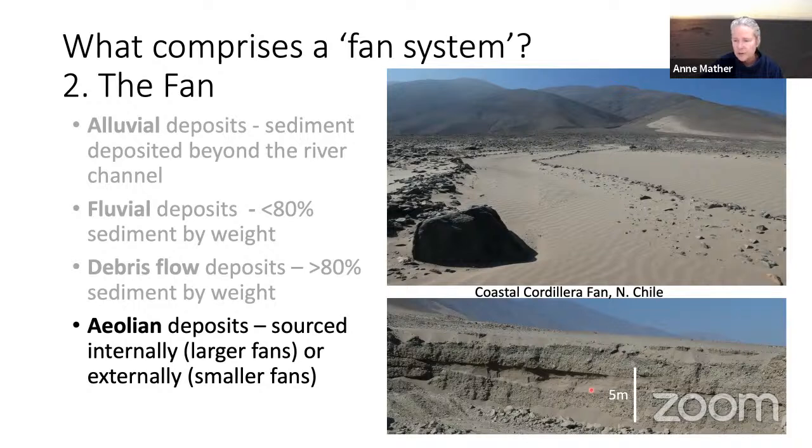This is sourced from coastal deposits, but on larger systems, it may be from within the actual system itself. Here I'm thinking of things like the big outwash fans that you get at the front of, for example, the ice sheets in Iceland. But on smaller fans, it tends to be externally sourced. So aeolian deposits can be significant in some cases.